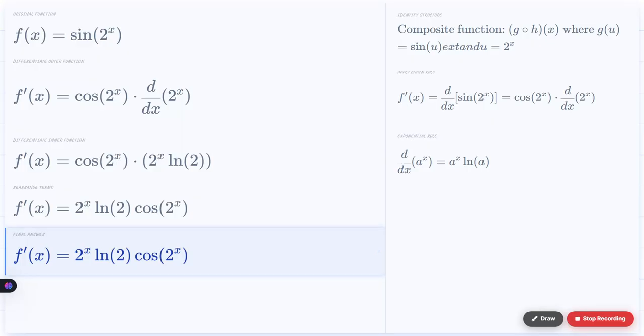We write the final answer as f prime of x equals 2 to the power of x times the natural log of 2 times cos of 2 to the power of x. We do this to show the completed math work. This is the final derivative.